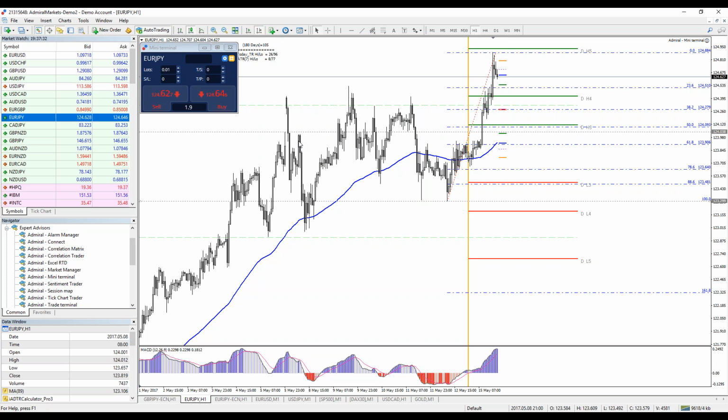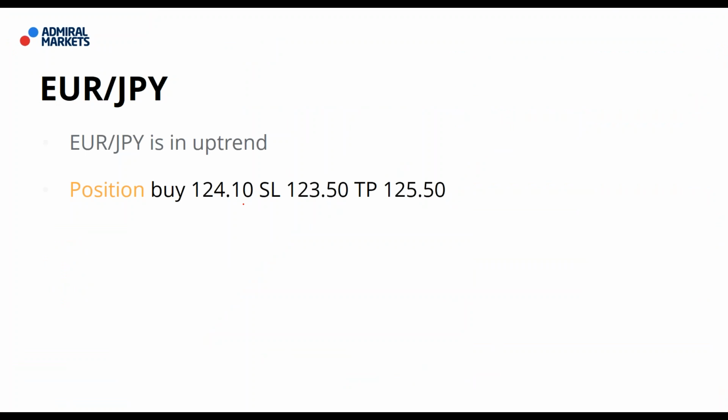See, price tends to respect order blocks from the past, and definitely if the price gets there, we might see a spike to the upside. I'm waiting for this. Let's see if it will happen. Nevertheless, it's very clear: 124.10, stop loss 123.50, TP 125.50. This is roughly a 60 pip stop loss, so don't use more than 1.5% of risk for any stop loss.